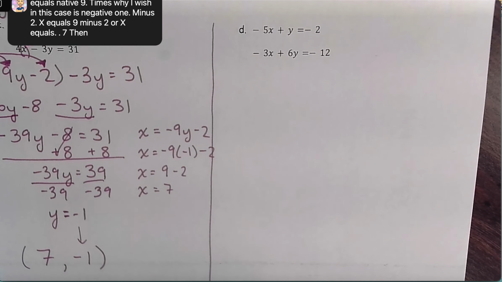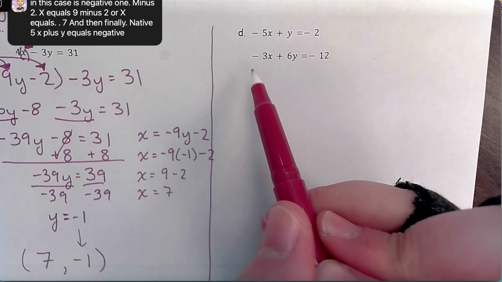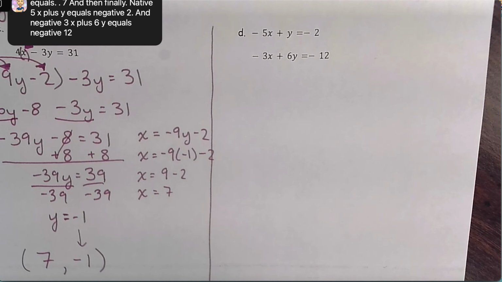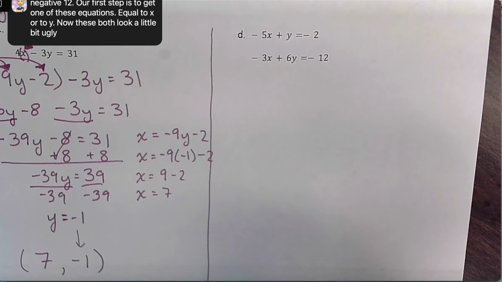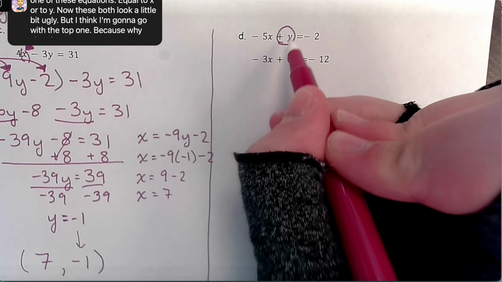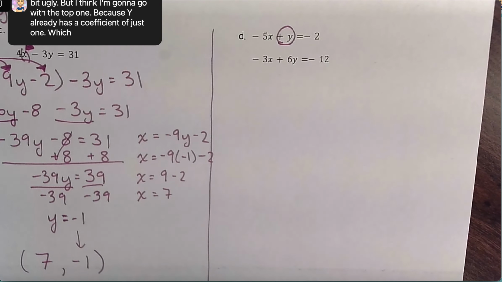And then finally, negative 5x plus y equals negative 2, and negative 3x plus 6y equals negative 12. Our first step is to get one of these equations equal to x or to y. Now these both look a little bit ugly, but I think I'm going to go with the top one because y already has a coefficient of just 1, which means it technically doesn't need to be solved much.